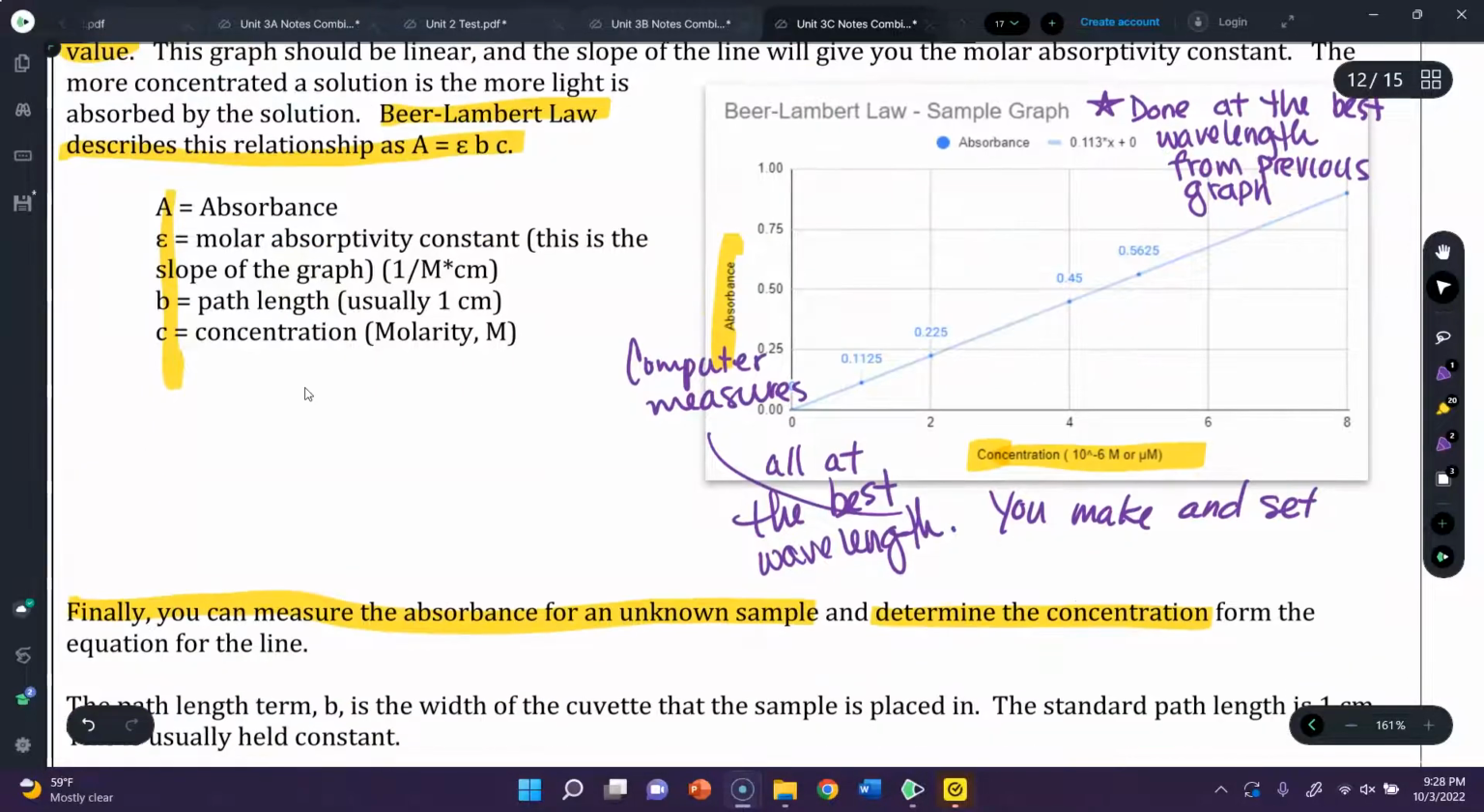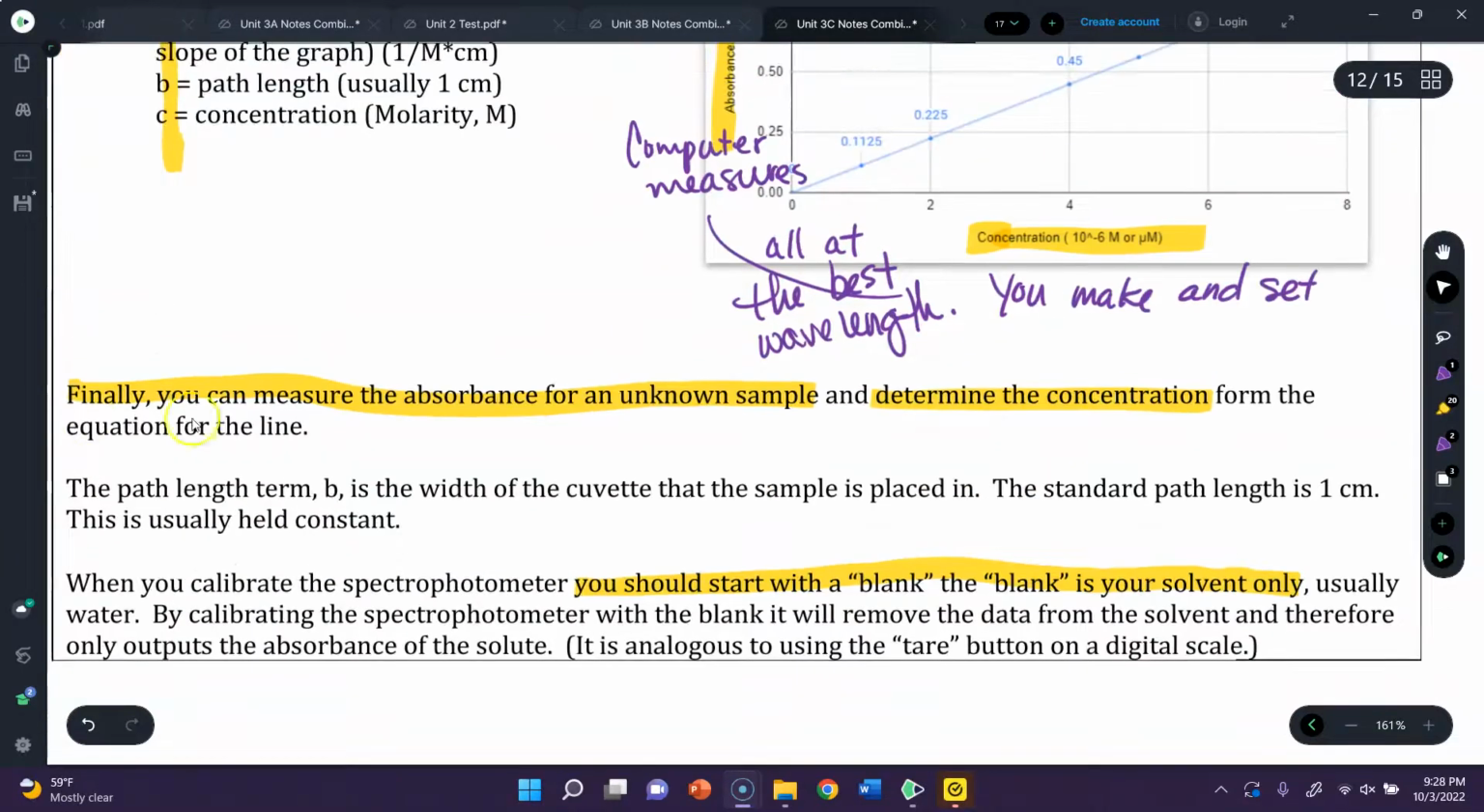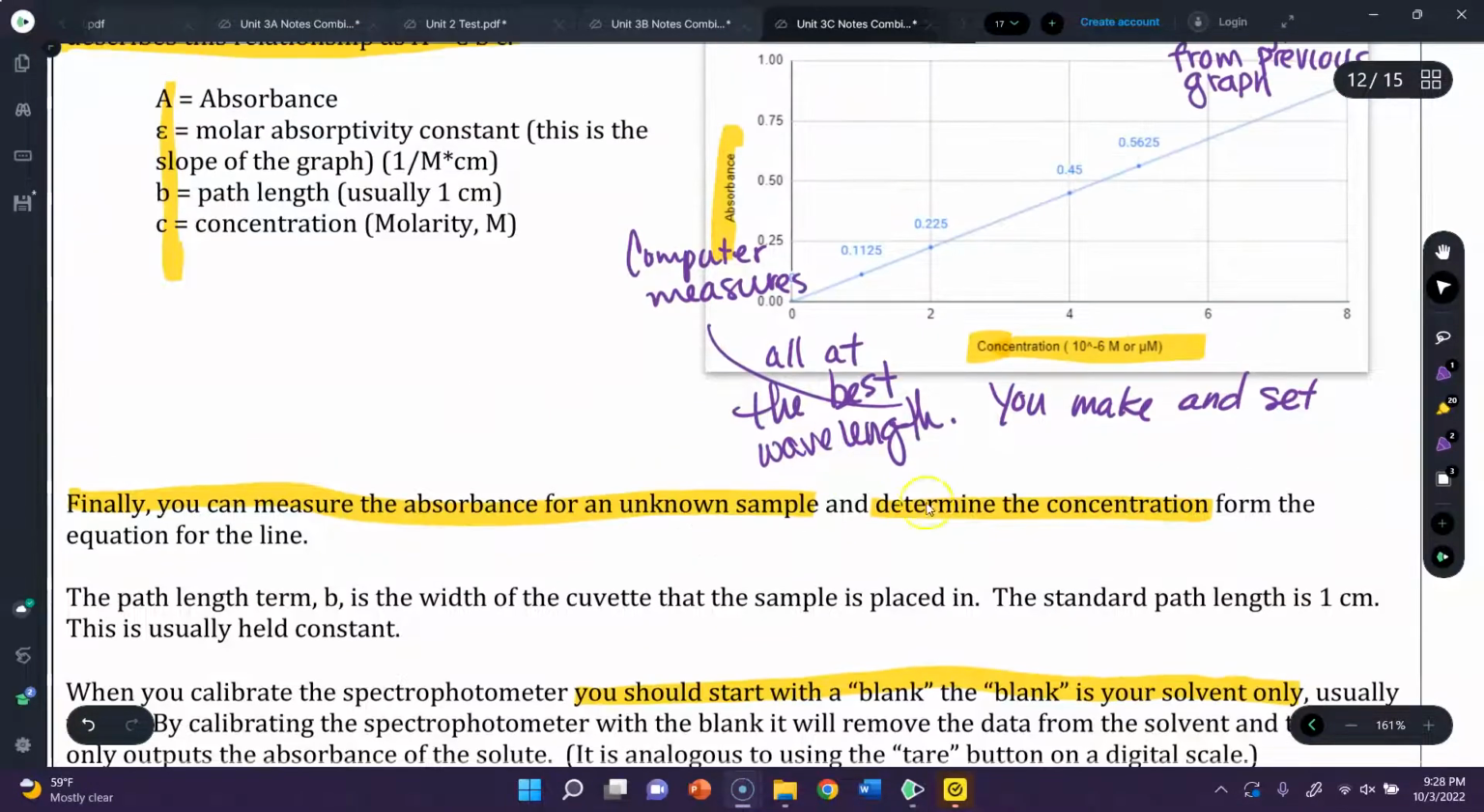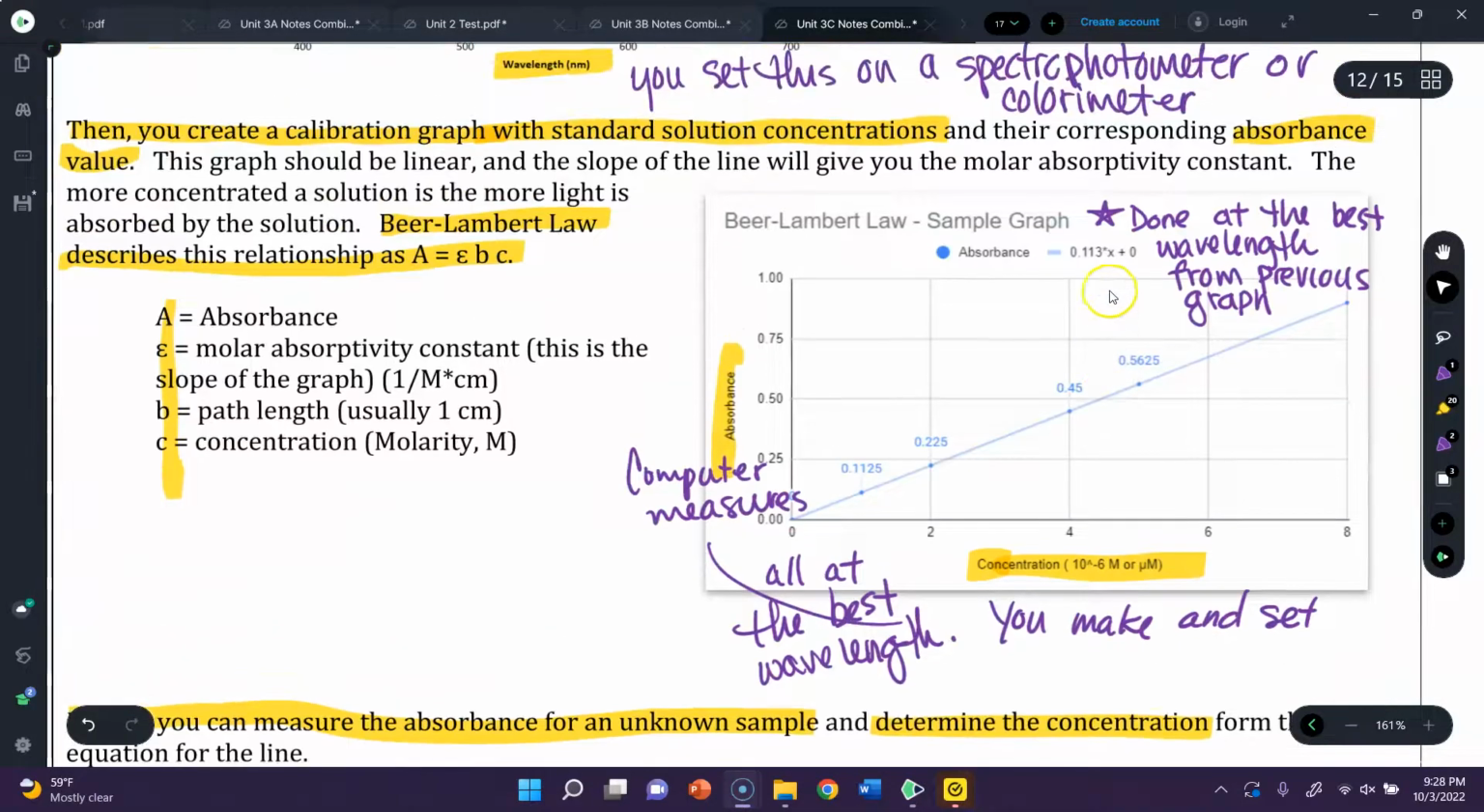linear graph. Once you have this graph, you can measure the absorbance for an unknown solution or an unknown sample and determine the concentration. By getting the absorbance from the computer, you can go back and check on your graph what a concentration is, or use the equation of a line.